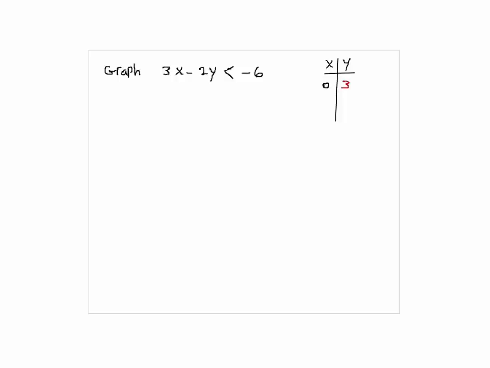Okay, let's find another point. If y is equal to 0, what is x, anyone? If y is equal to 0, what is x? Okay, answer says negative 2. So it would be negative 6 over 3, which is equal to negative 2. That is correct. Negative 2. So that's all we need, 2 points to graph this. So let's go ahead and graph this line here.